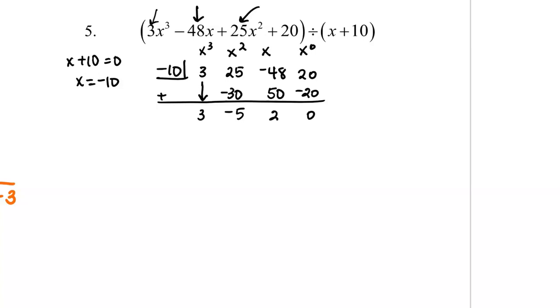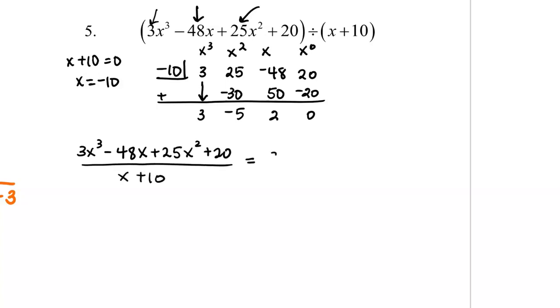So now we can see that the quotient of 3x cubed plus 25x squared minus 48x plus 20 divided by x plus 10 is equal to 3x squared. And I'm starting with x squared because this started with x to the 3rd, so I drop down to x squared and just decrease my exponents. So we have 3x squared minus 5x plus 2, and there was no remainder, and so I do not need to do the plus 0 over x plus 10.